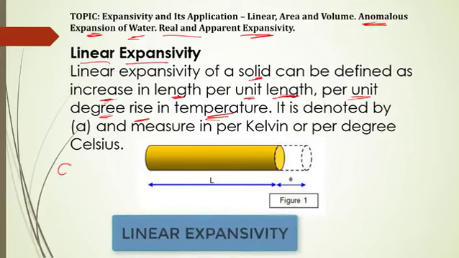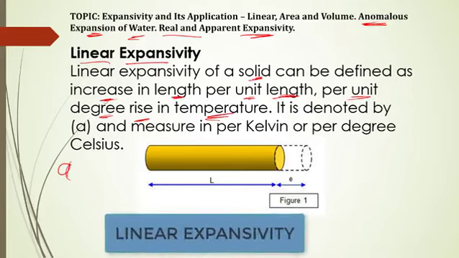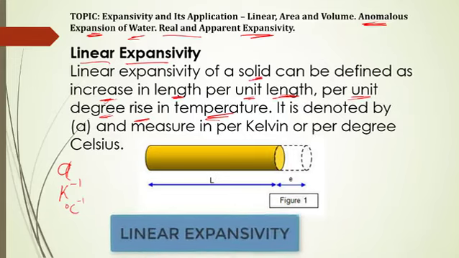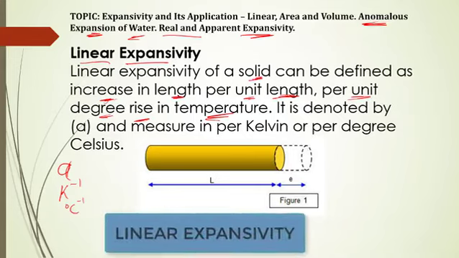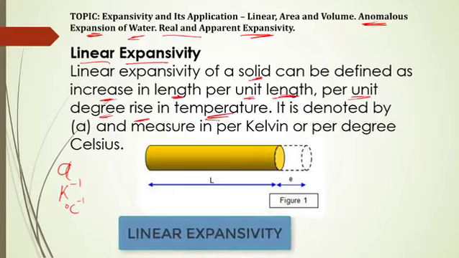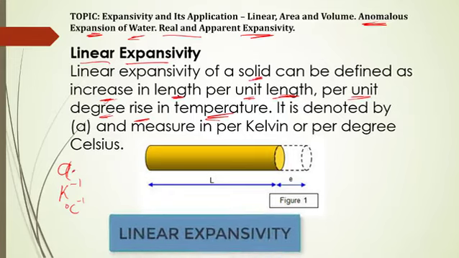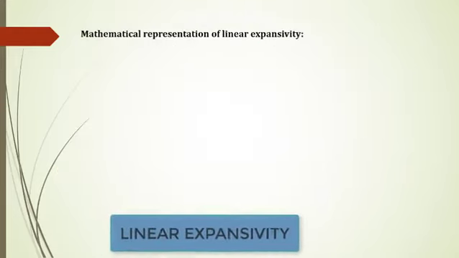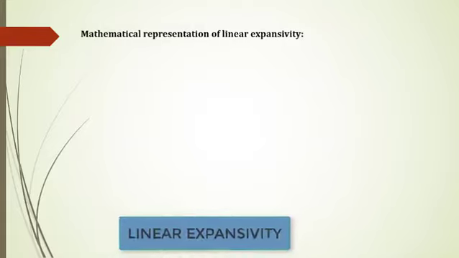It is denoted by the Greek alphabet alpha, as you can see from your screen, and it is measured in per Kelvin. Per Kelvin is K raised to the power minus 1, or per degree Celsius, degree Celsius raised to the power minus 1. So try to get that definition at the back of your mind. The fractional increase in length per unit length per degree rise in temperature. Now, let's look at the mathematical representation of linear expansivity.